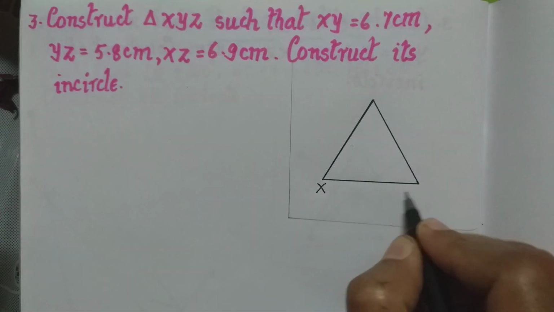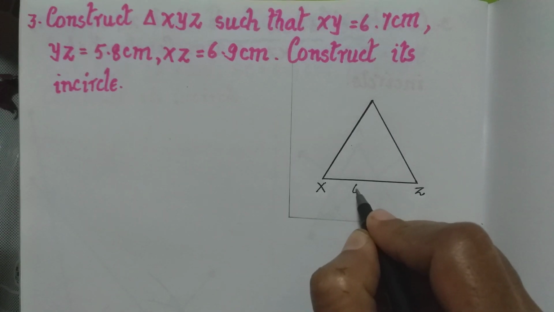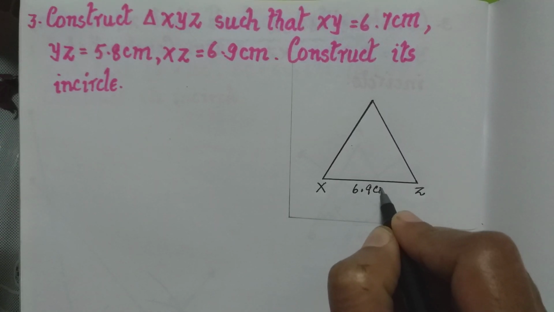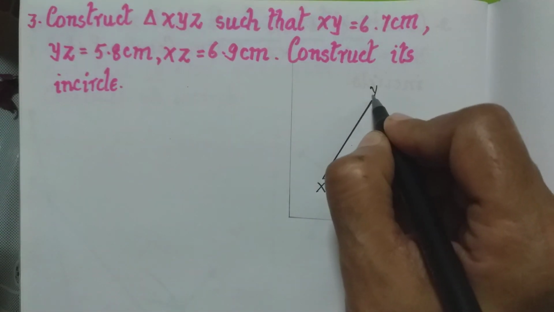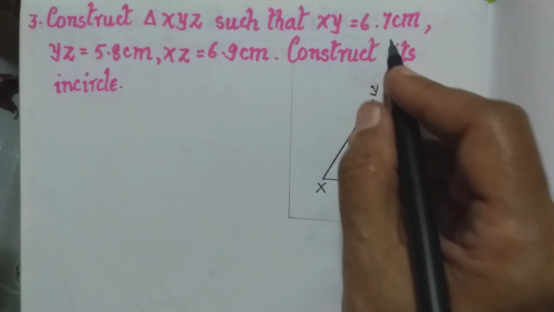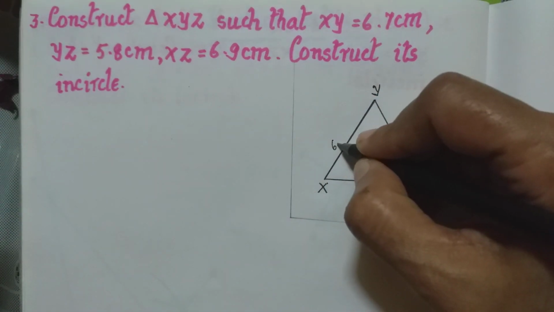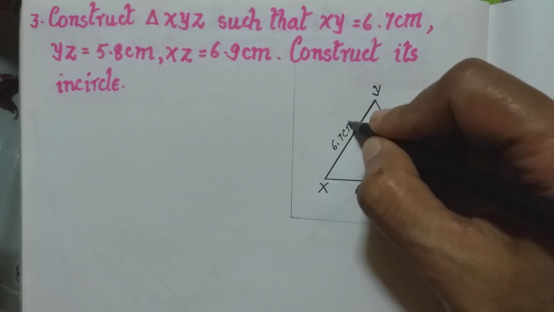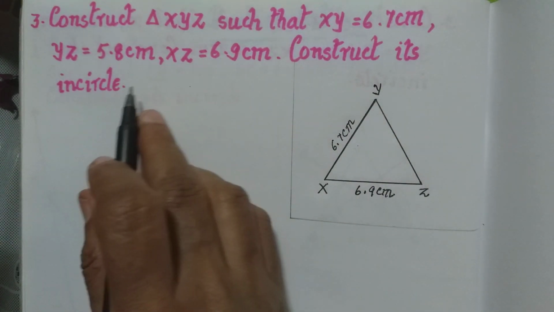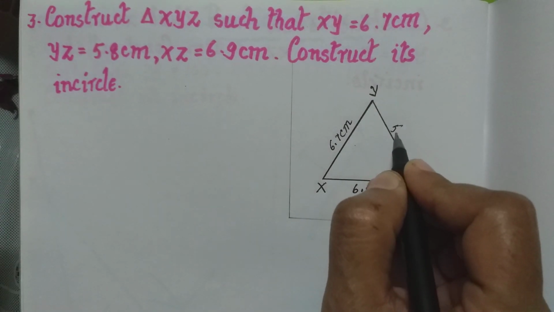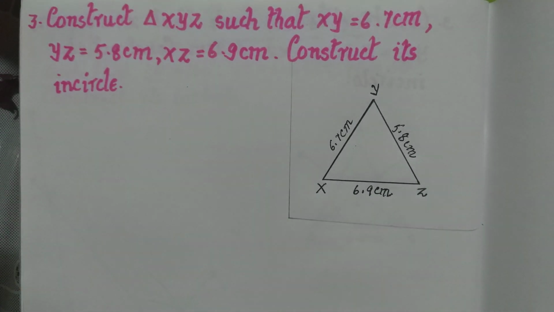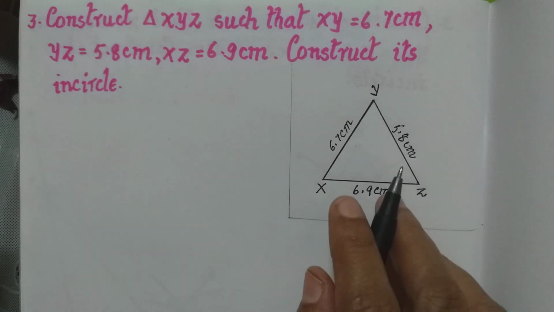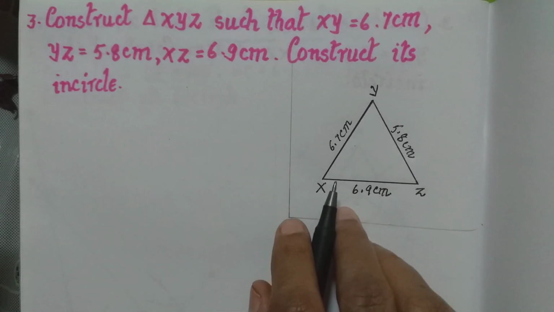We mark this as XZ. Write the measurement here, 6.9 centimeter. The triangle is XYZ, so the third vertex will be Y. Now they have said XY is 6.7 centimeter, so we write the measurement here, 6.7 centimeter. YZ is 5.8 centimeter, so we write the measurement here, 5.8 centimeter. Now once this is done, we have to draw the angle bisectors of two angles of this triangle.